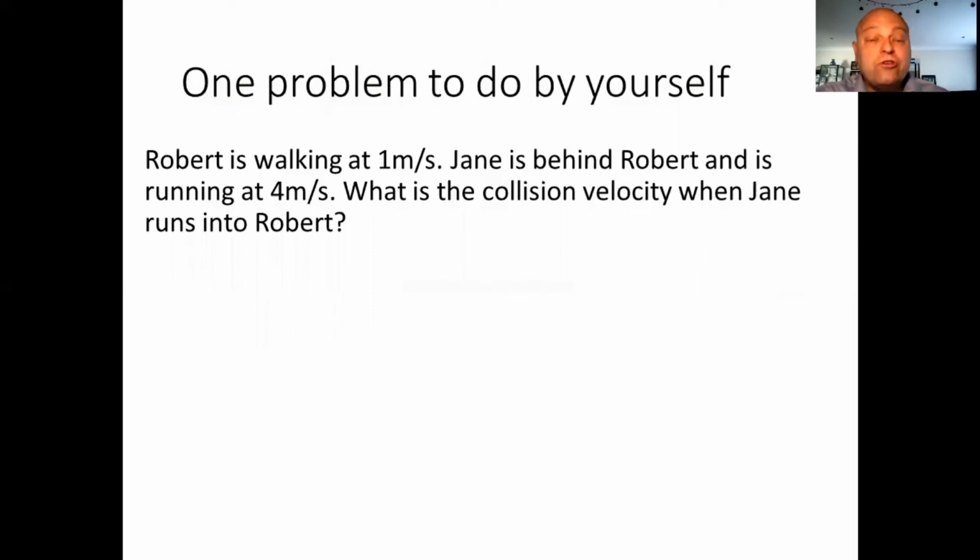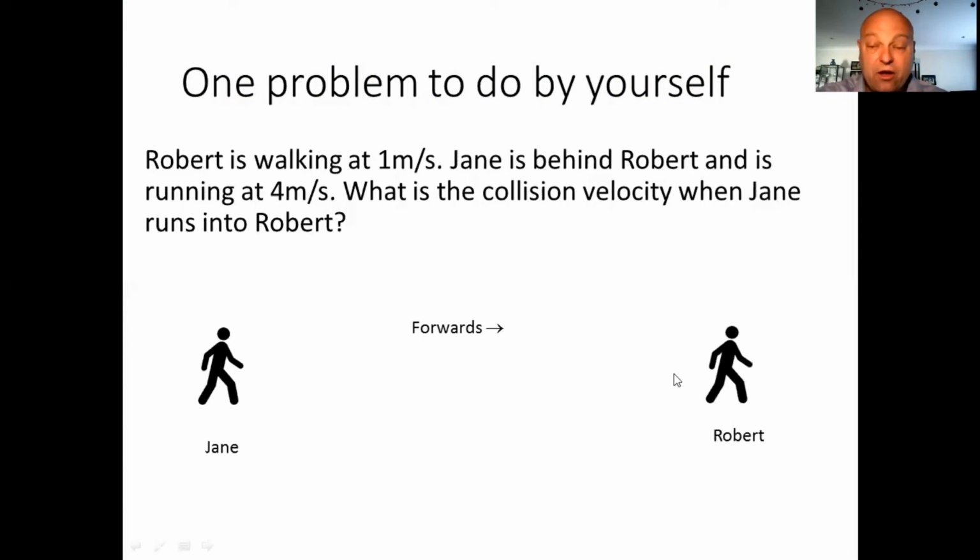Okay, let's see what you should have done. Well, start off with a diagram. Start off by defining which way is going to be forwards. I'm going to make forwards to the right, and I'm going to put in Jane and Robert. It says Jane is behind Robert. That's okay on my diagram. It says Robert's walking at 1 meter per second, so let's add that in. There's Robert's velocity. And Jane is going at 4 meters per second. We're going to add that in.